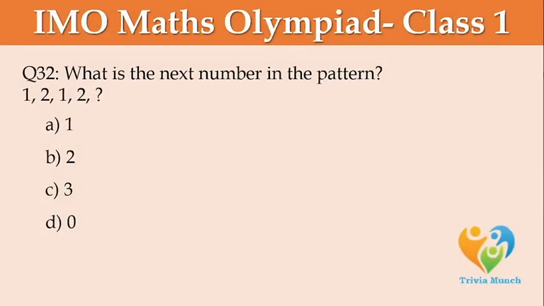What is the next number in the pattern? 1, 2, 1, 2, dash. Option A, 1. Option B, 2. Option C, 3. Option D, 0.